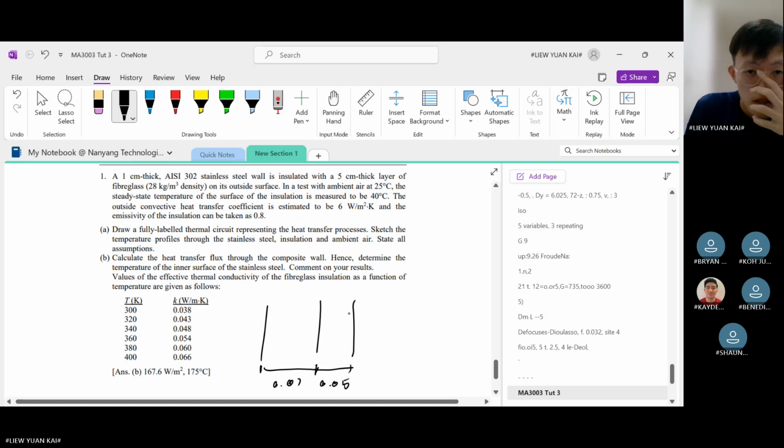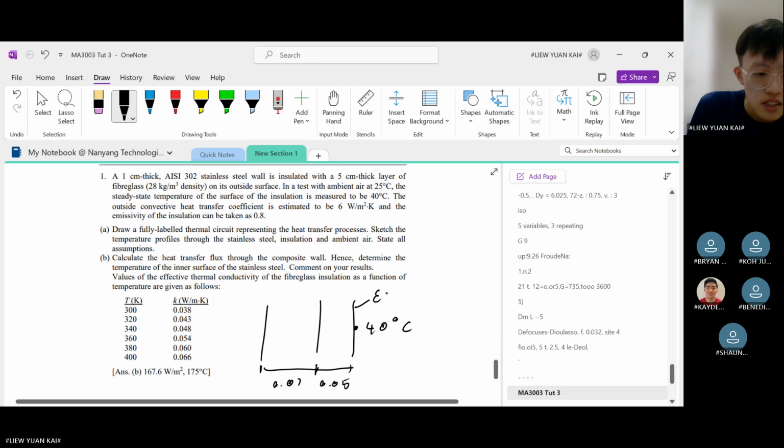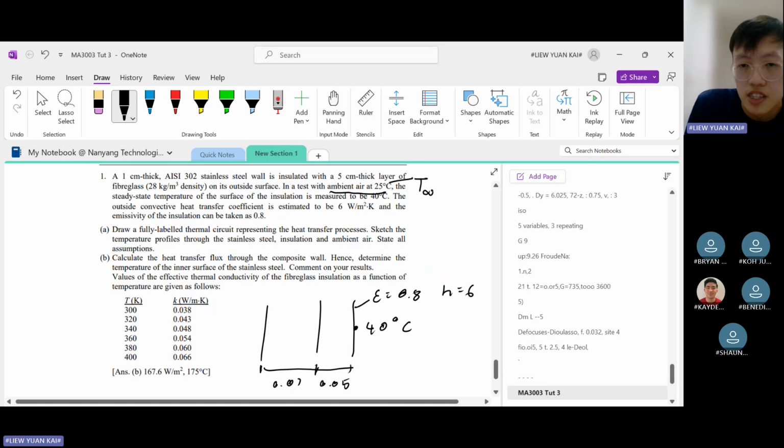Okay, what did they say? They say this steady state temperature of the insulation is measured to be 40 degrees Celsius. The emissivity here is 0.8. The convective coefficient H is equal to 6. Okay, and what did they say? They say the ambient air temperature. Okay, you must know this term. Ambient temperature, right? We symbolize it with the symbol T subscript infinity.